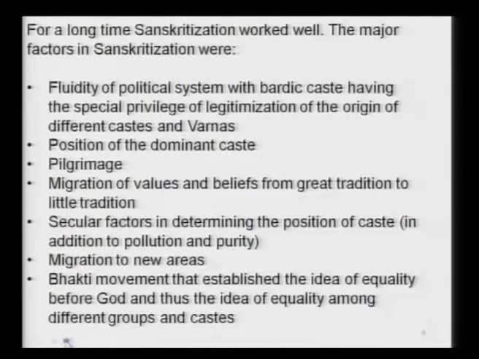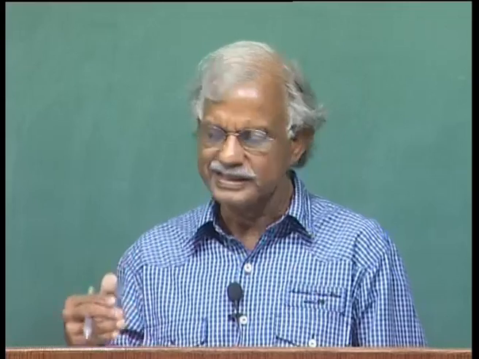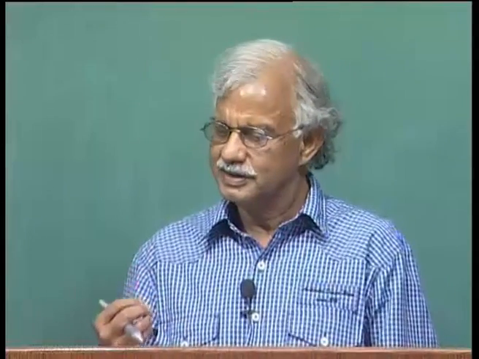And there are little traditions. There are folk traditions, folk cultures, specific to villages, specific to certain communities, specific to certain regions at the lower level. And there is always a migration of culture from great tradition to little tradition. So, deities, ideas, practices of little tradition are explained using the concept of great tradition. Similarly, ideas of great tradition are diffused to little tradition.